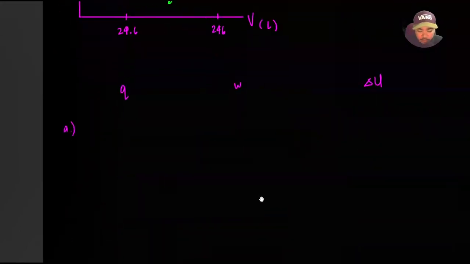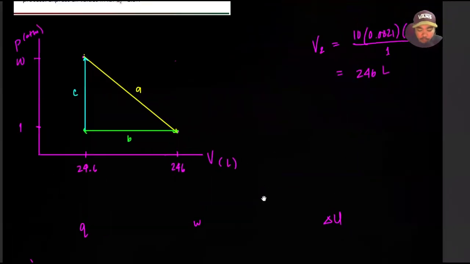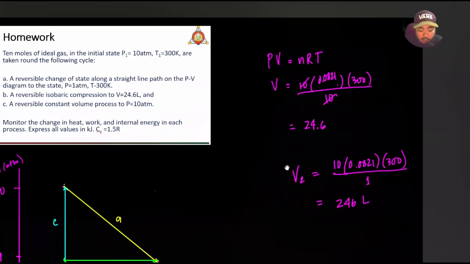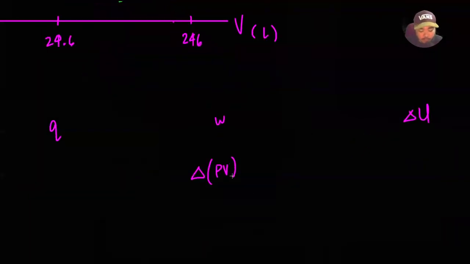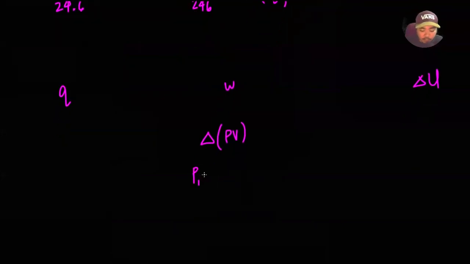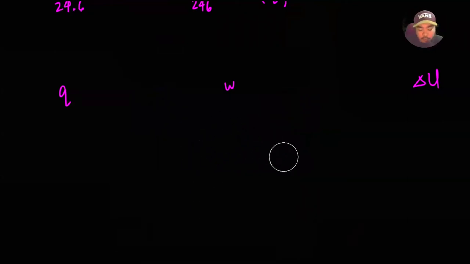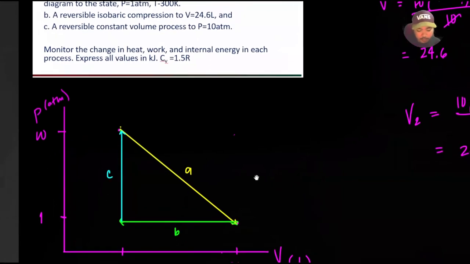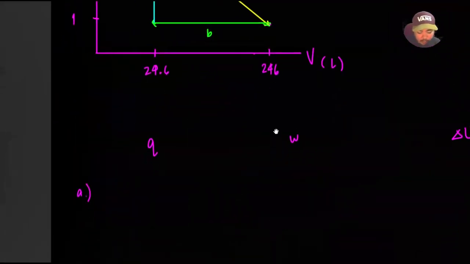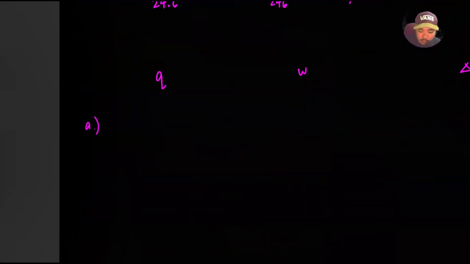So, mas madali kung compute muna natin yung work done, no? So, the work done, we can do delta PV, no? So, we can do something like this, delta PV. And since given yung P1, V1, medyo mahirap to kasi straight line path kasi ito, no? Balikan natin tong A, no? Unahin muna natin tong si B.